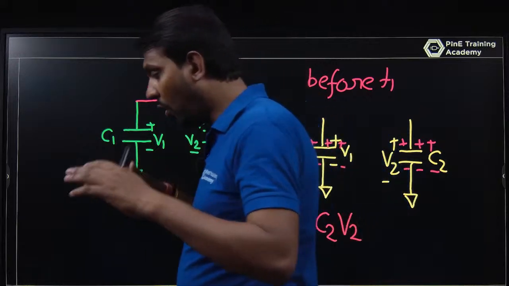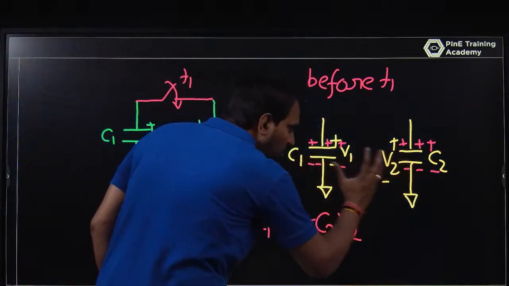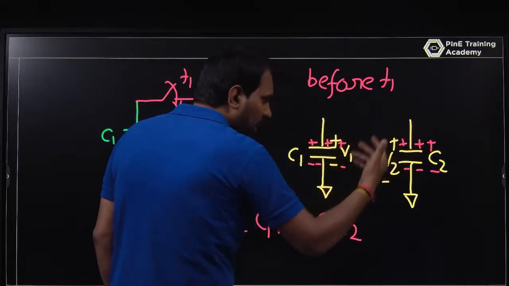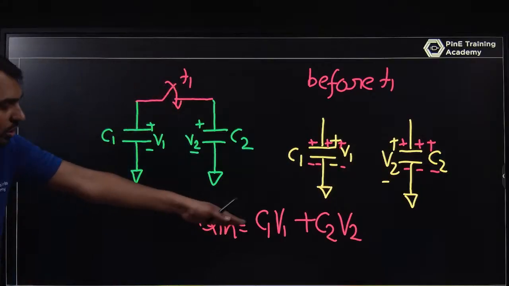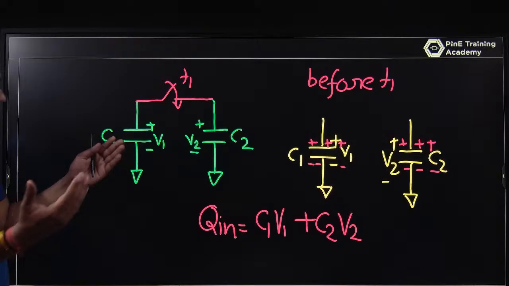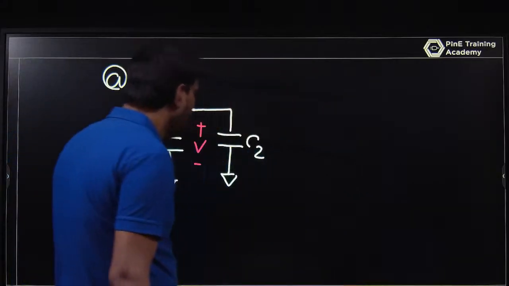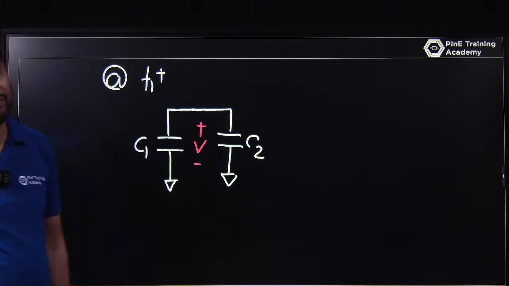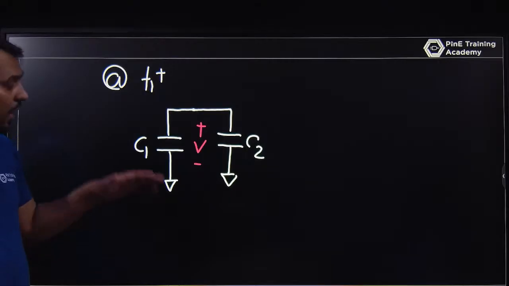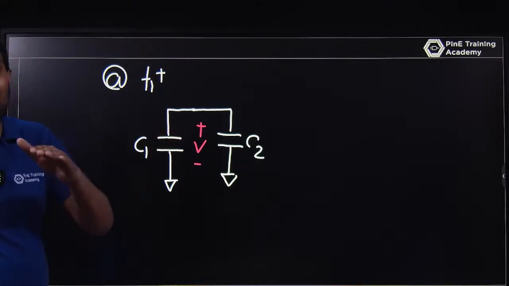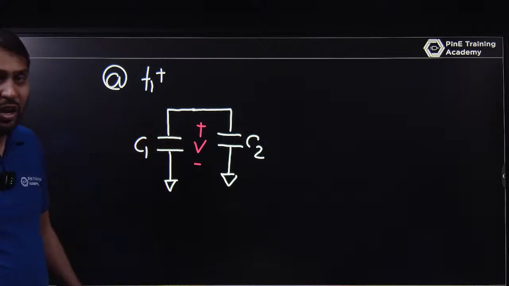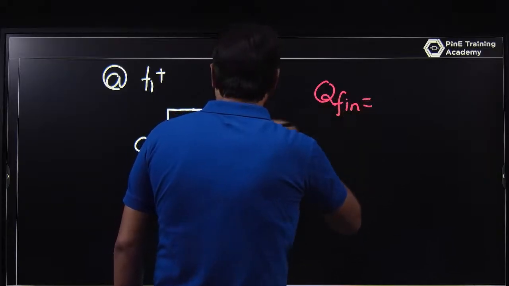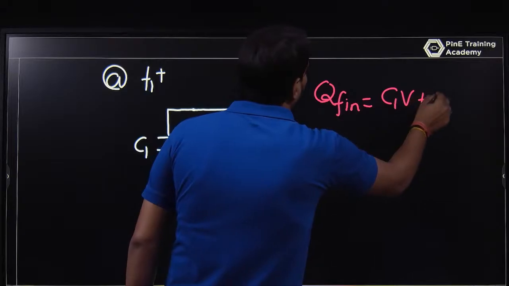So you can think in a way that you have two buckets, and the two buckets have some voltage and charge, like the capacitors. The Q initial of both is C1 V1 plus C2 V2. Once they are connected, they will try to maintain the same level. That level represents the voltage V, and the Q final will become C1 into V plus C2 into V.